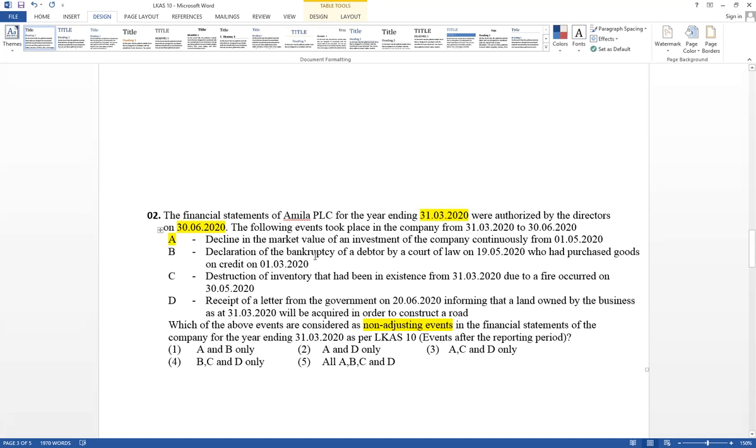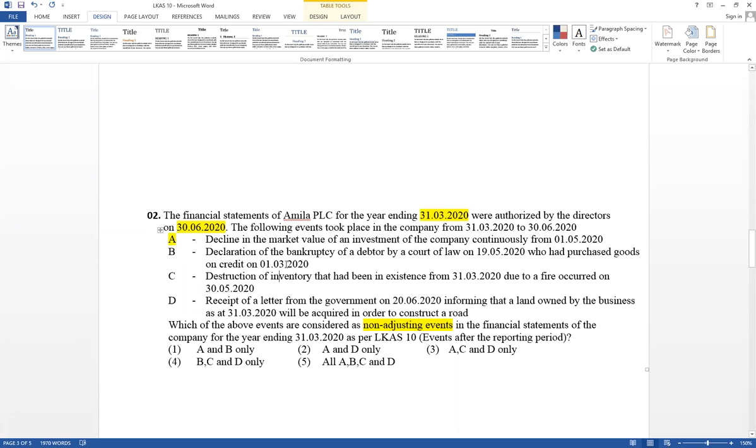And declaration of bankruptcy of debtor by court of law. Think about the date before signed by the director, who had purchased goods on credit, 1st May 2020, 1st March 2020. Think about this one, very important. Debtors available 31st March 20. Credit sales were made before 31st March. Therefore, debtor available 31st March 20 became bankrupt before signed by the director. This one is an adjusting event. There's none adjusting. Therefore, part B cannot be considered as the answer.